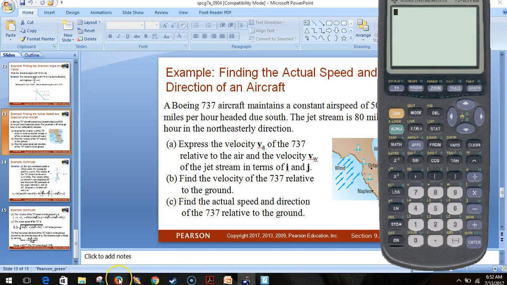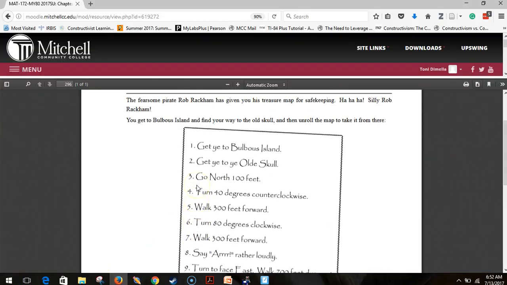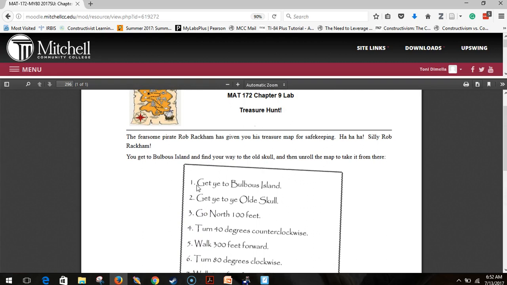In this video, we're going to look at how to start your Chapter 9 lab. In the Chapter 9 lab, we're going on a treasure hunt. But it's kind of a drawn-out treasure hunt, right? You can get directions that lead you on a little bit of a wild goose chase, and you're going to figure out where the treasure is.